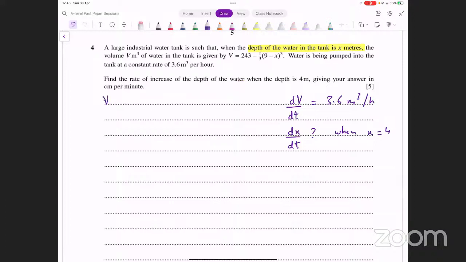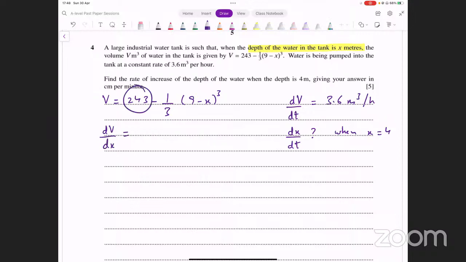And we know a formula for volume. Volume is equal to 243 minus 1 over 3 into 9 minus x whole raised to power 3. So हम क्या करेंगे? चेन रूल यूज करेंगे. dx over dt फाइंड करना है. इससे हम dv over dx निकाल सकते हैं. Let's differentiate it and find dv over dx.